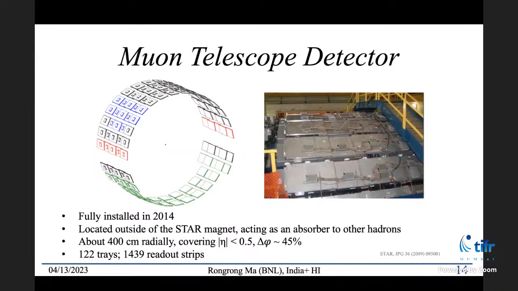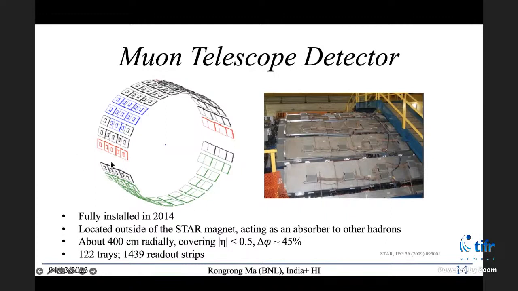So we essentially just use what we have, which is the magnets, which is also quite heavy. So it sits about 400 centimeters radially from the center of the STAR and covers less than 0.5 in rapidity and about 45% in phi. So we don't really have the full phi coverage.